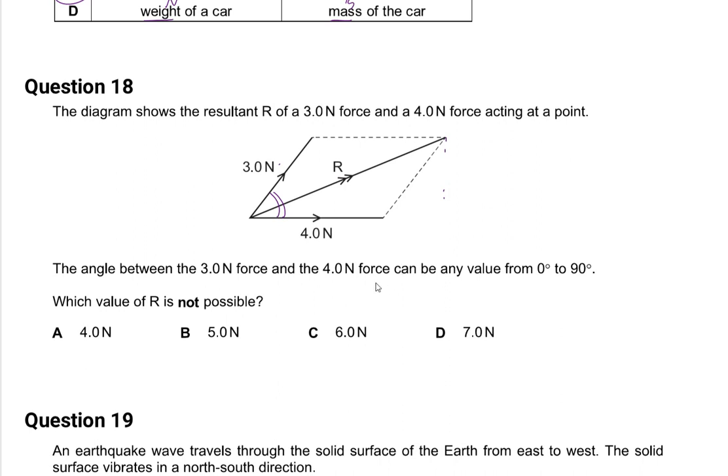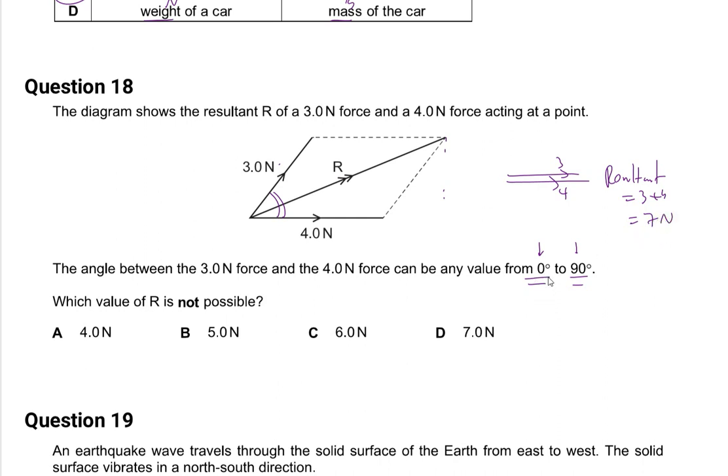Now, how can we work this out? What we're going to do is take the extreme. This is going to be a little bit far-fetched, but we're doing physics anyway. Let's use logic. Now it goes from 0 to 90 degrees. If the angle is 0, you have 4 here, and you're also going to have 3 here. So the resultant is going to be 3 plus 4, 7 Newton. Now this is the value you get when the angle is 0.